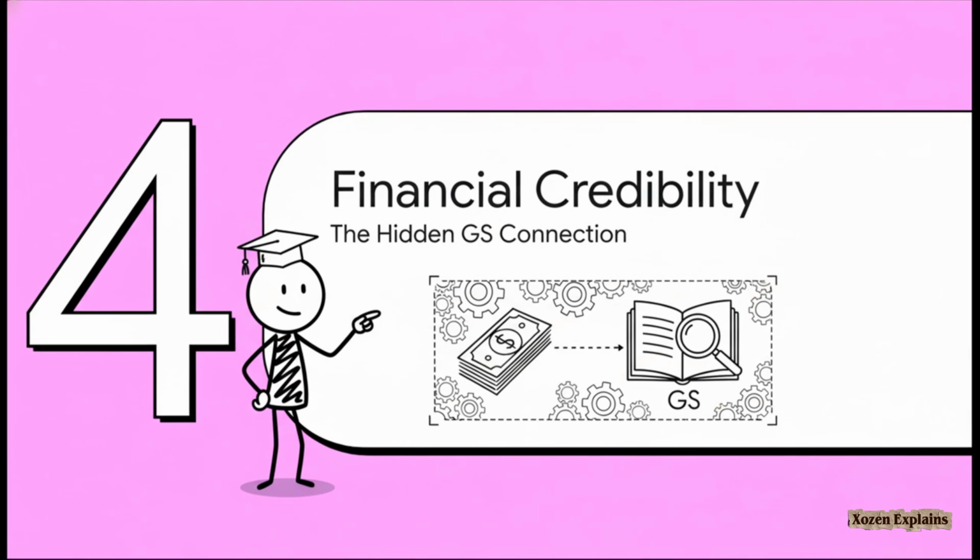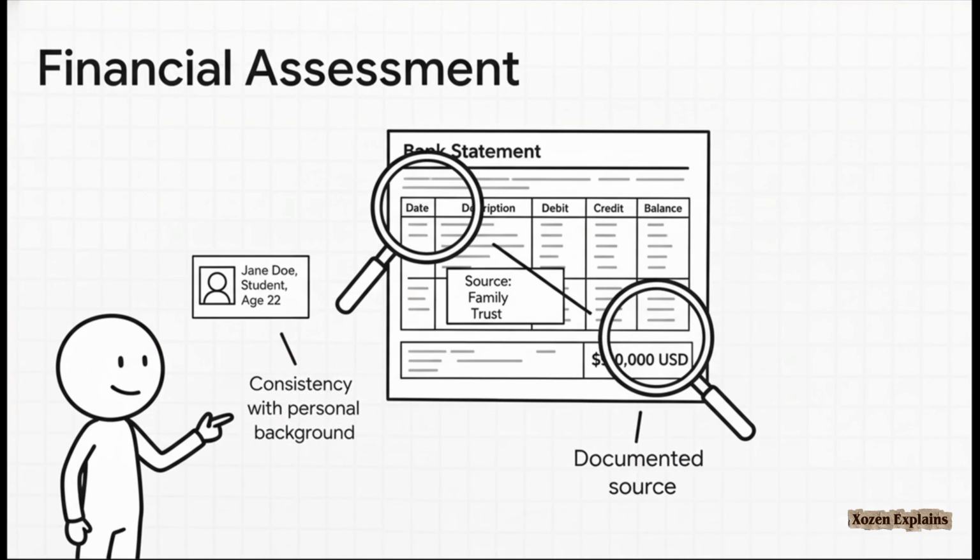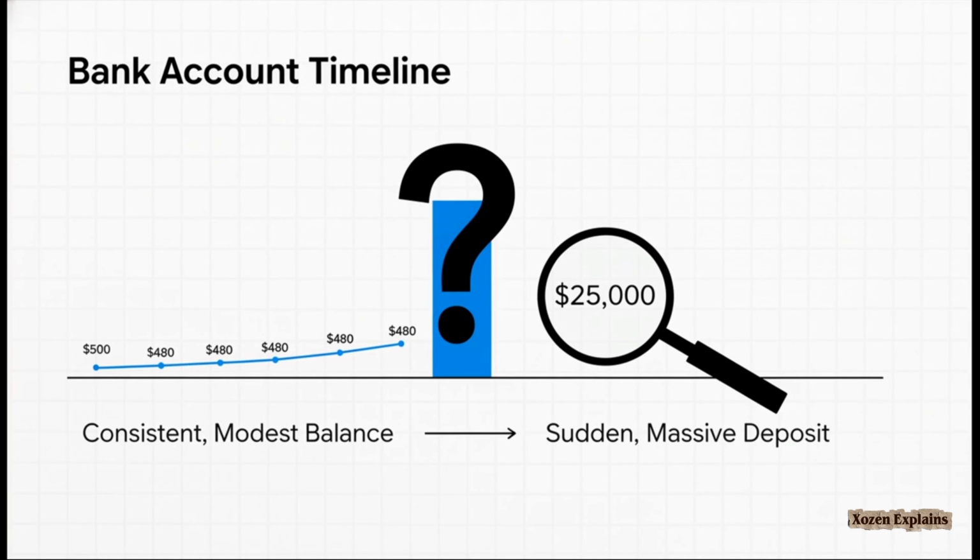Let us now proceed to the fourth section, the financial credibility test, and its often overlooked connection to the genuine student assessment. A financial assessment is not merely a check of your bank balance. According to the official guidelines, it is a comprehensive evaluation. It includes your ability to pay all tuition and living costs, the documented source of all your funds, and the consistency between your financial situation and your overall personal background. So the question being assessed is not simply, can you pay? It is, does this financial story make logical sense for this particular applicant?